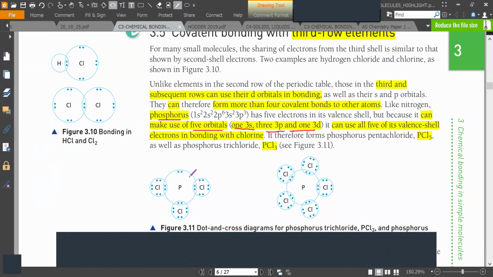Phosphorus is in group 5, so phosphorus has 5 valence electrons: 1, 2, 3, 4, 5. Normally phosphorus will bond like this with 3 chlorine, and in the end it will have 8 valence electrons, which is quite normal.